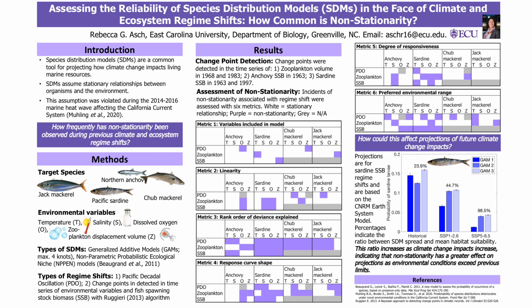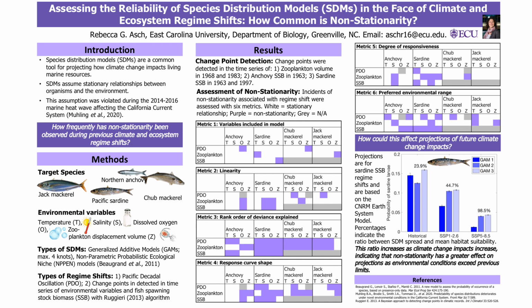And then I looked at stationarity across 6 different metrics. These are basically whether you have the same variables included in a model, whether fish relate to the variables in a linear or nonlinear fashion, what variables are the most important, the response curve shape of basically how fish relate to a given variable, the degree of responsiveness of a fish to that variable, and the preferred environmental range used by a fish. And this chart, which shows all those metrics, basically anything that's purple indicates that there's some non-stationarity between regimes. So you can see that for certain metrics, there's a lot of purple.